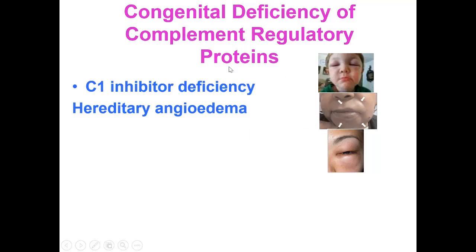This is a patient with C1 inhibitor deficiency. This disease is called hereditary angioedema, and these patients have a systemic edema, as you see here, edema around their eyes, eyelids, and edema around their lips.